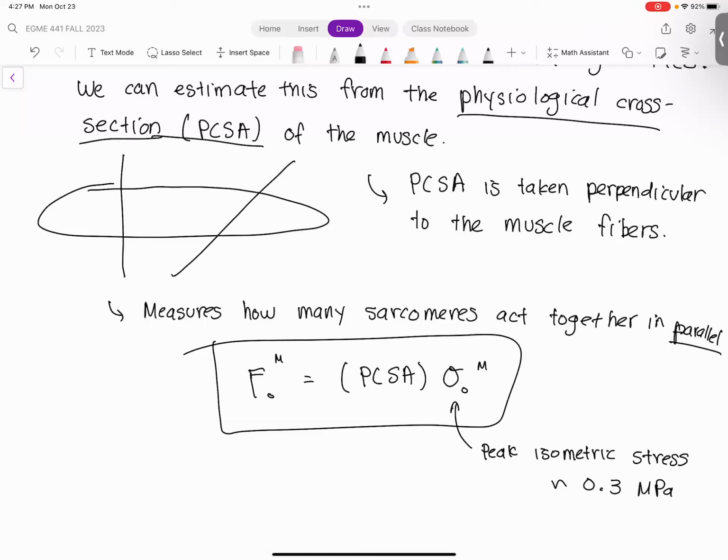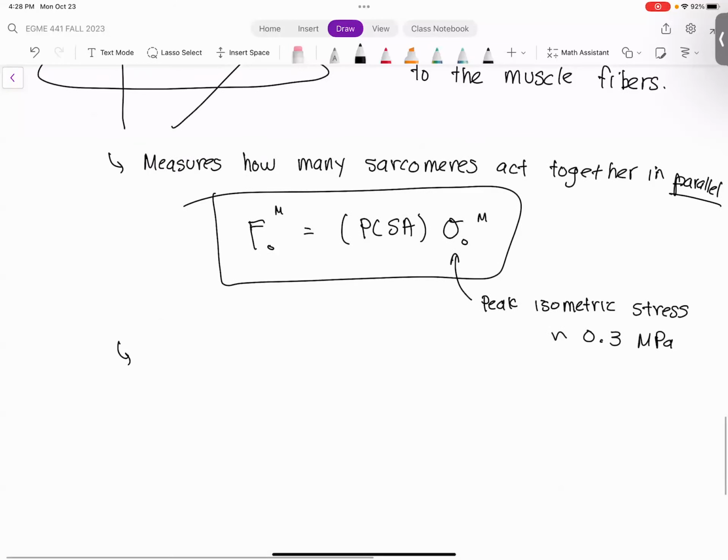So all of this is just a fancy, roundabout way to tell you the difference between thin muscles and thicker muscles. I'm going to focus on the description for thick muscles, and you can think of thin muscles as the opposite. Thick muscles are going to have a larger cross-sectional area. These have a lot more sarcomeres working in parallel.